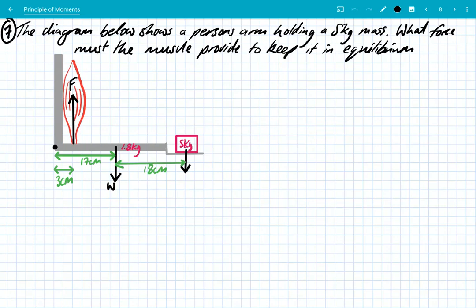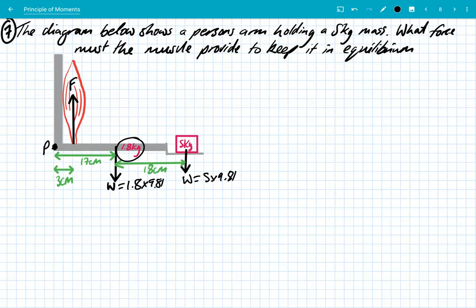This is a little schematic of someone's arm. So this point here is the pivot, and that pivot is your elbow. We've got a muscle, which is providing a force, and we've got the weight of the arm. The arm weighs about 1.8 kilograms, so the weight is going to be 1.8 times 9.81. And we've got this person holding a 5 kilogram mass, so that's going to have a weight, which is 5 times 9.81.